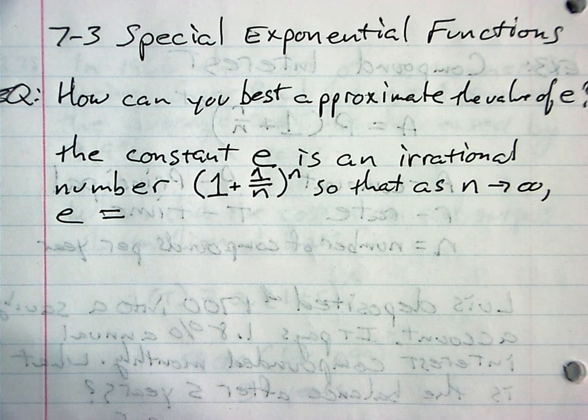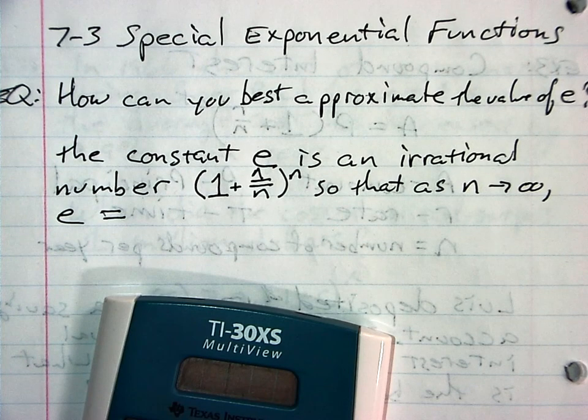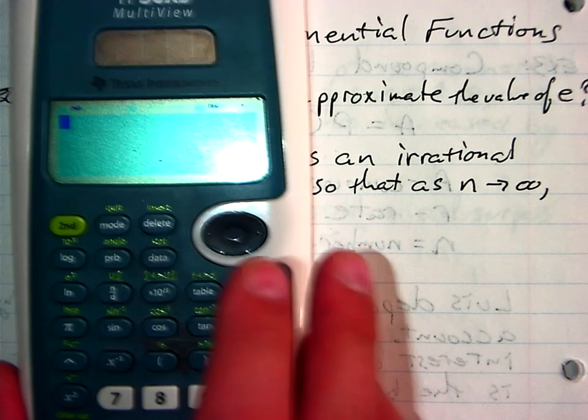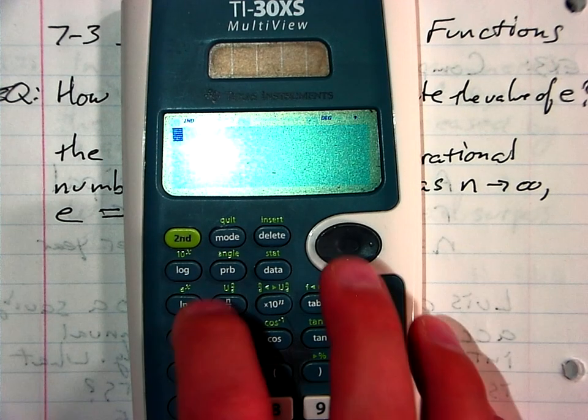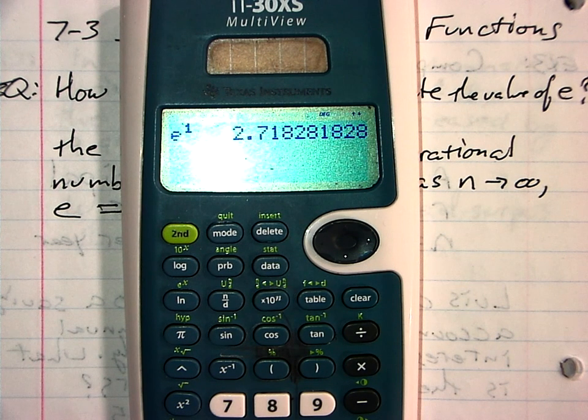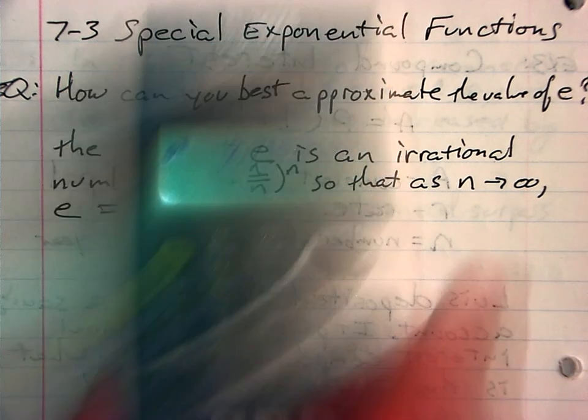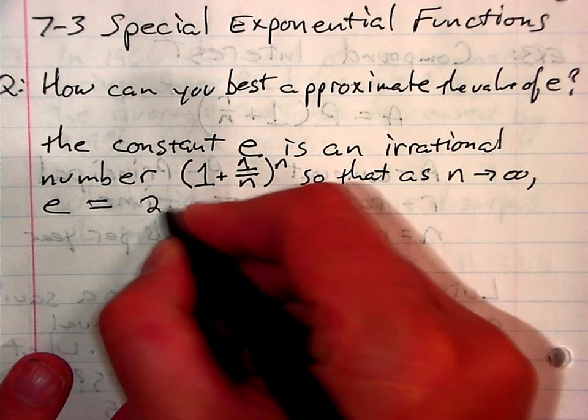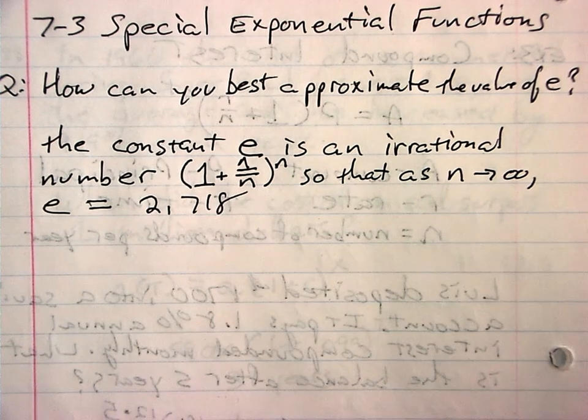If you look on the left, it says second, it's a green key. Does everyone see that? If you look 2 below, it says ln, and then in green it says e to the x. Let's turn it on first, that helps. So second, ln, and then put 1, because we want the first power. And what does it say? 2.718.